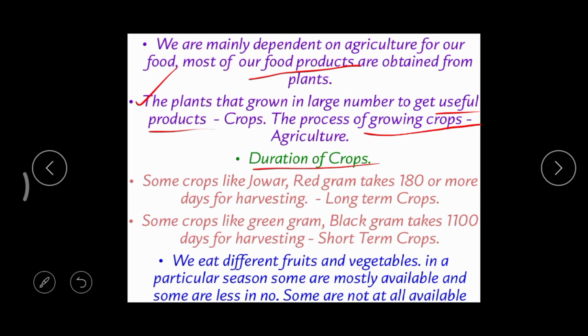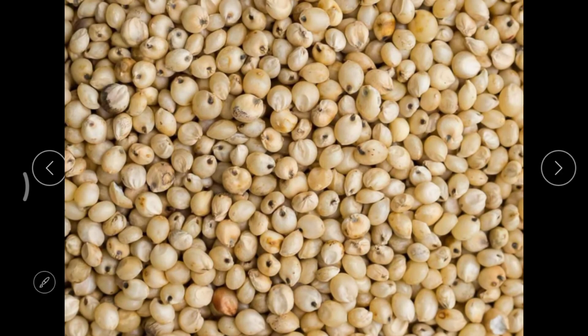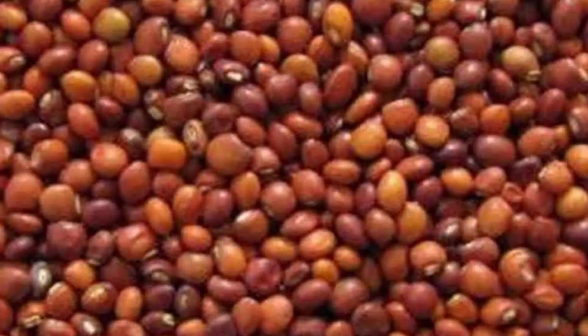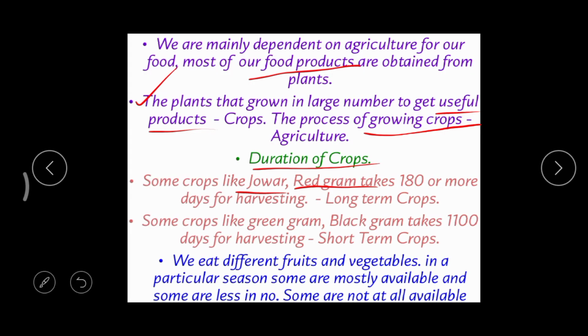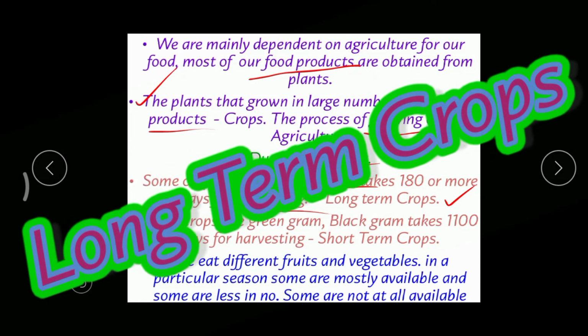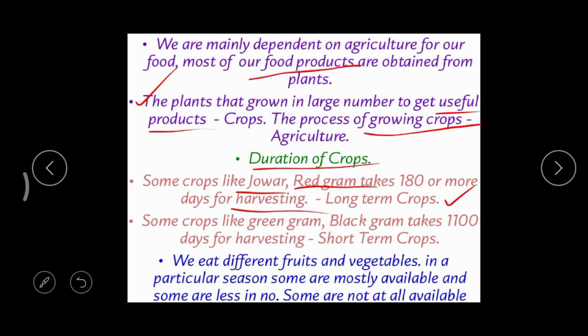So when we take some crops like jowar and red gram, they take 180 days or more than 180 days for harvesting. Harvesting means to get the yield. We can get a yield from those plants, right? Such crops we call long-term crops. Correct. So how many days? Around 180, that is 180 or more than 180 days. That means around 6 months.